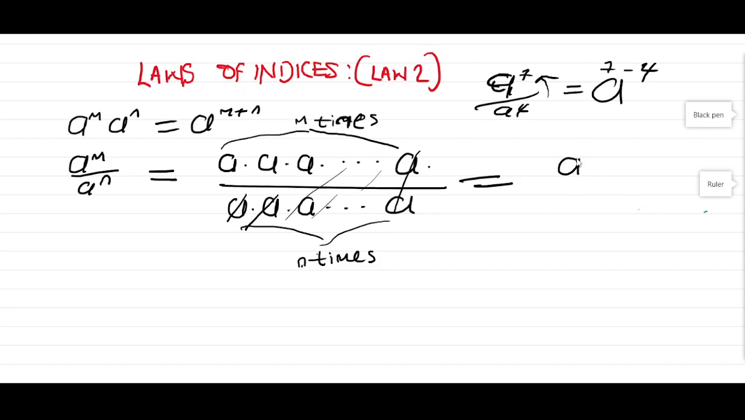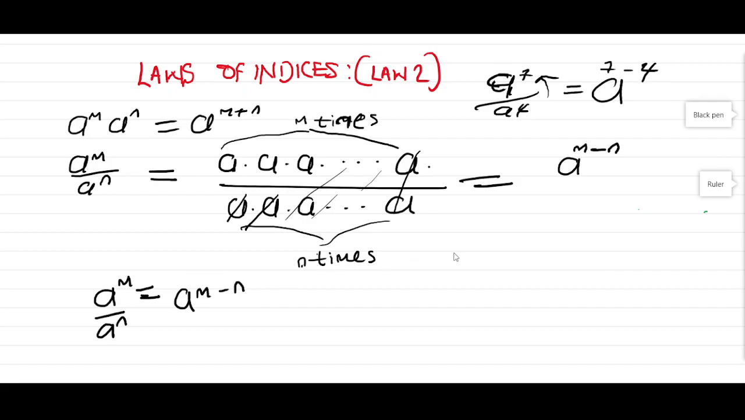So our answer will be in the form of a, but what will be left is we are taking out n quantities from there, and for this reason we believe that a to the m over a to the n will equal a to the m minus n.